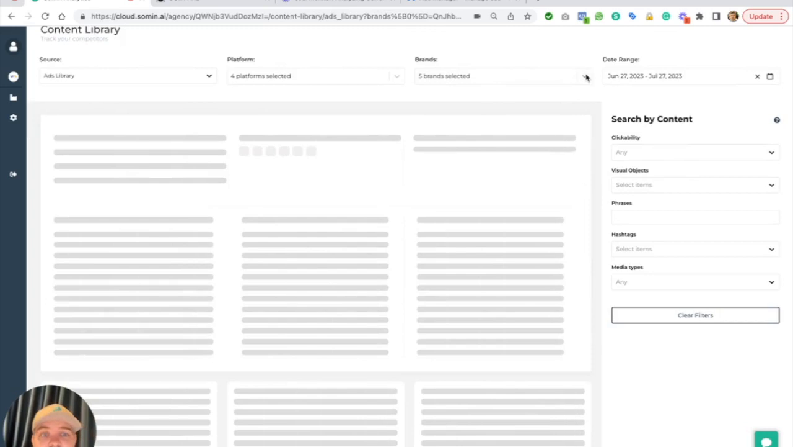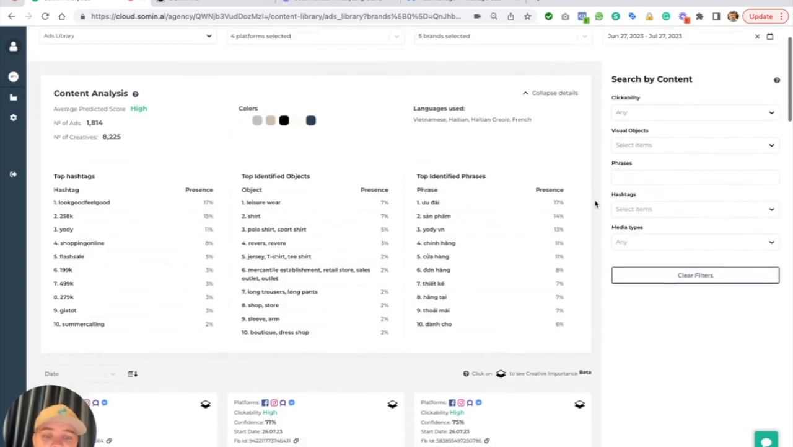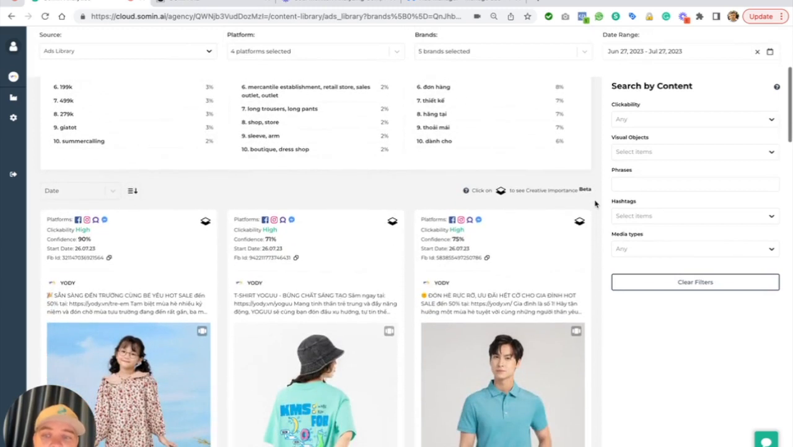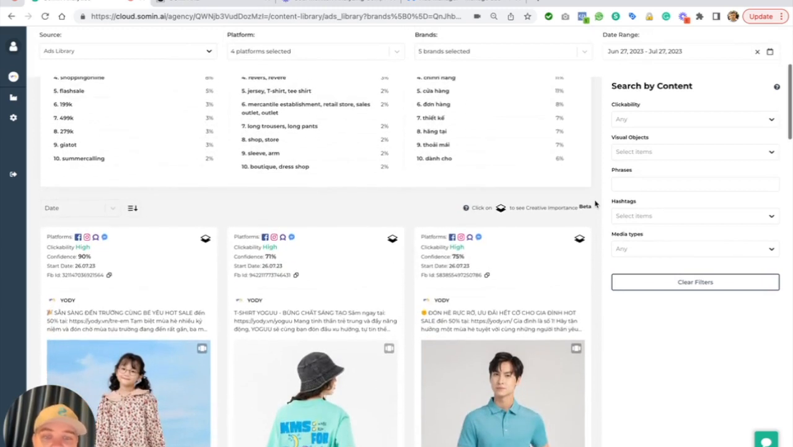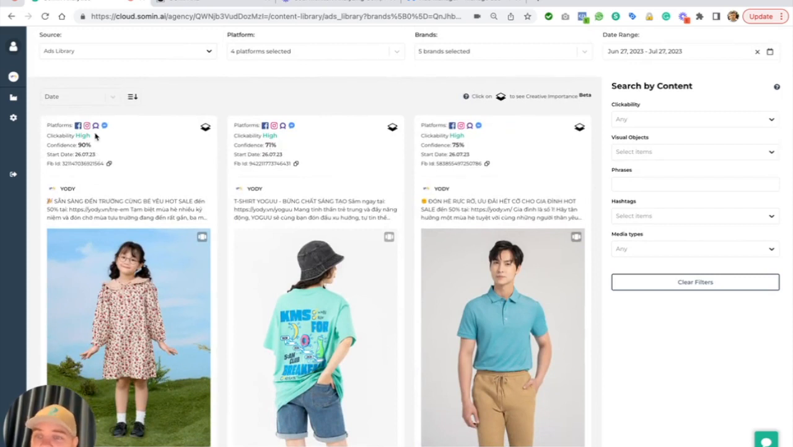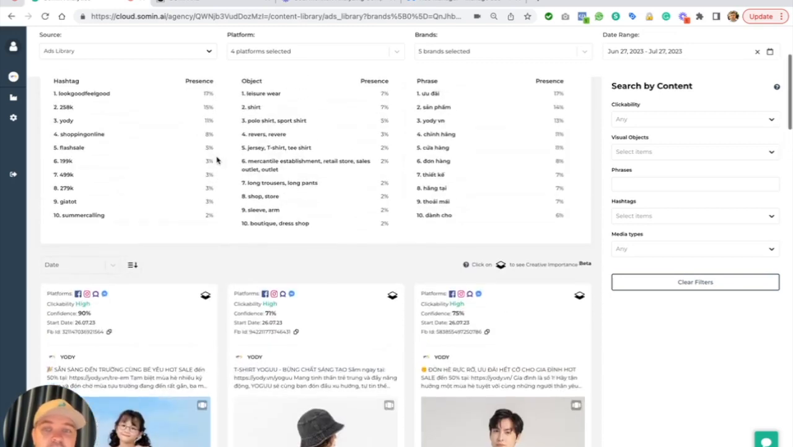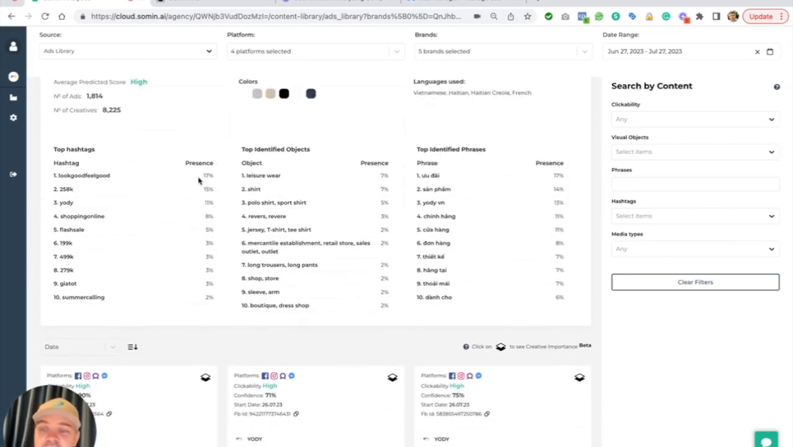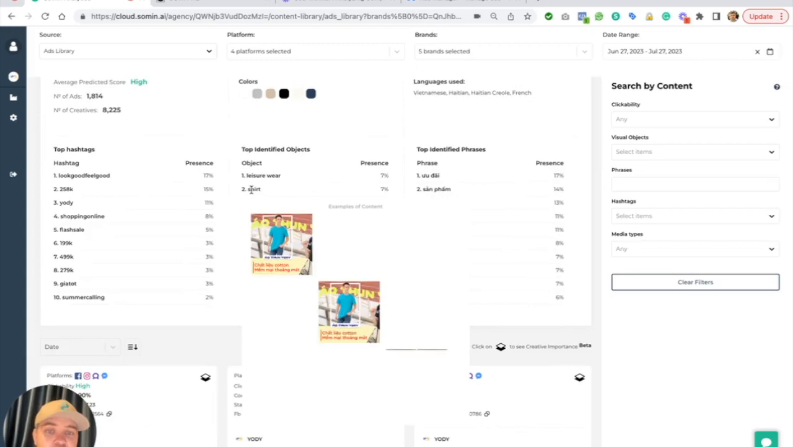So here all the content from 5 brands is summarized, and the platform is not just showing you what content is there, but also helps you to predict which content works the best. Look here, there's a clickability and confidence scores. Clickability tells you how likely this content is going to work, and confidence tells you how sure the model is in these predictions. Again, the data is split in terms of hashtags and objects and their top identified phrases.